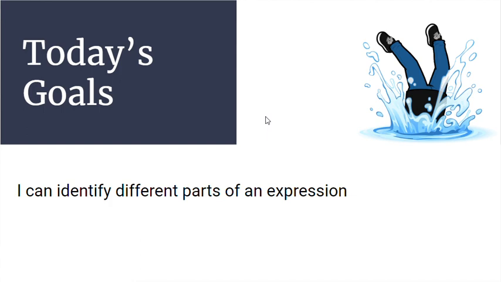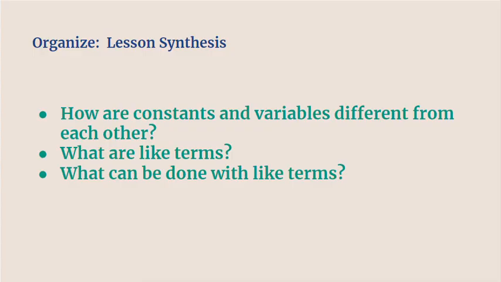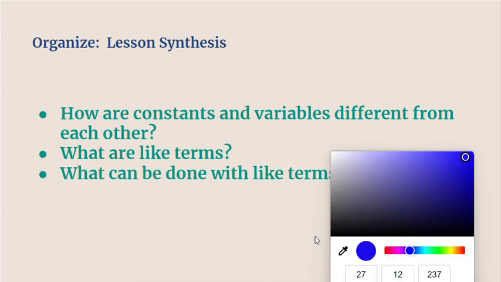All right, so we are done with that. I can identify parts of an expression, so make sure that you've got those terms. Our big thing with this is how constants and variables are different from each other. Constants are those things that don't change, and variables can change. So constants are just numbers. Variables are letters that represent a number that could go in there. What about like terms? What are those? Yeah, those are things that have the same parts to them.